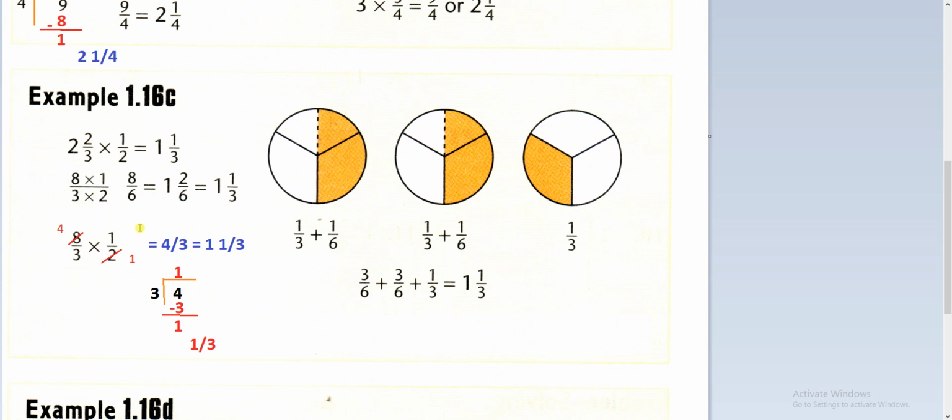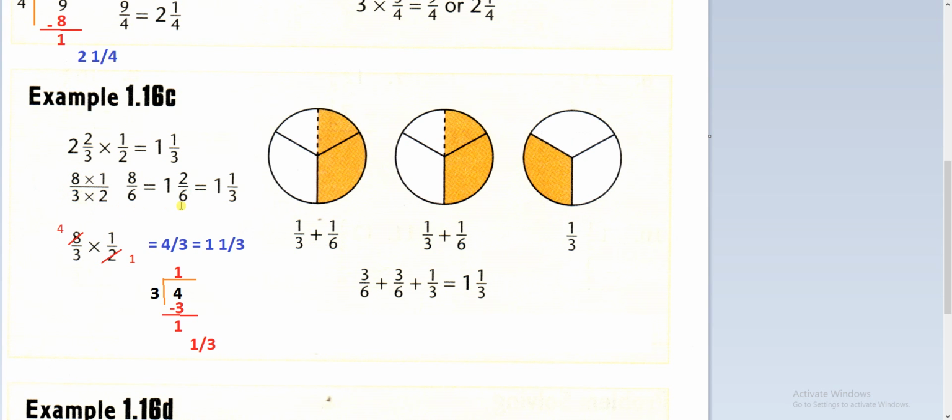Okay, now on this one, you have a mixed number times a fraction. So the first thing you have to do is turn this mixed number into an improper fraction. So you say 2 times 3 is 6, and then you add the top number. So 2 times 3 is 6, plus 2 makes 8. So this right here becomes your new fraction. So you have 8/3, let me say that right, 8/3 times 1/2.